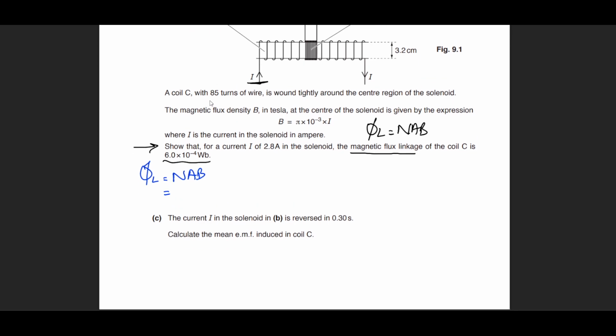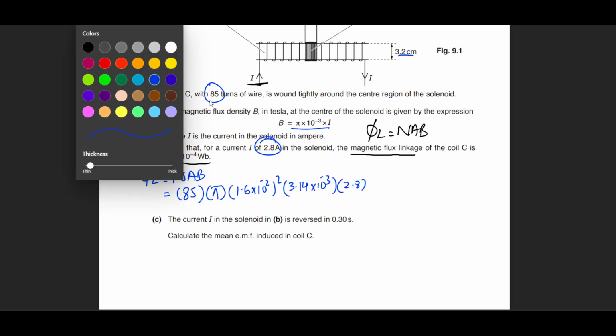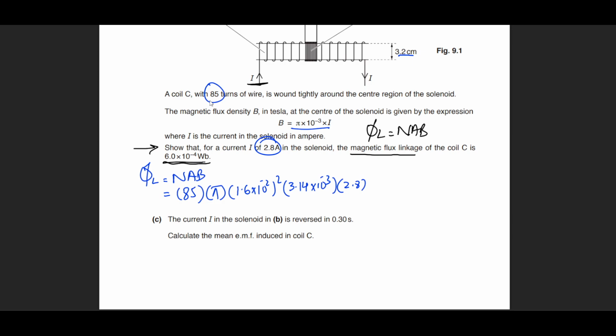The number of turns is very simple. They are 85. The cross-sectional area found previously as pi r square is 3.2, so this will become 1.6 centimeters whole square, into B, the magnetic flux density, which is given by this formula. Since it has a pi, I will write this down as 3.14 into 10 to the power minus 3, into I, which is the current already given over here. So this is 2.8. Let's say that you put in these values and you don't get your answer. You don't get 6 into 10 to the power minus 4.